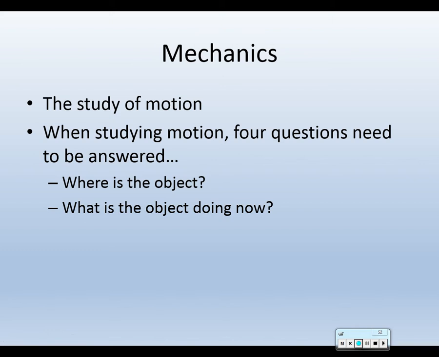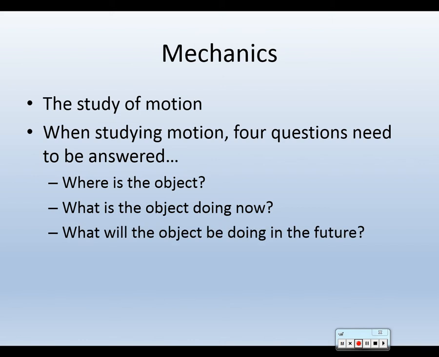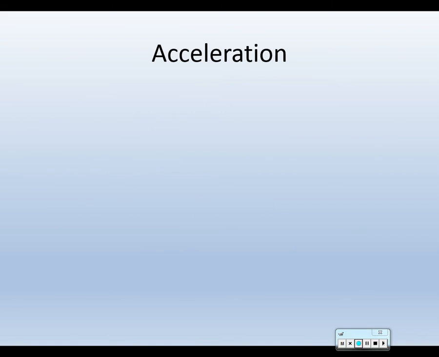Okay? So, 4 questions, right? First question, where is the object? We call that position. Second question, what's the object doing now? That's velocity. The third question being, what will the object be doing in the future? Is it changing what it's doing? Right? And Laura, we saw on that graph, that object is changing what it's doing, right? It's getting faster and faster and faster. We refer to that change as acceleration. Acceleration is the rate at which velocity changes.